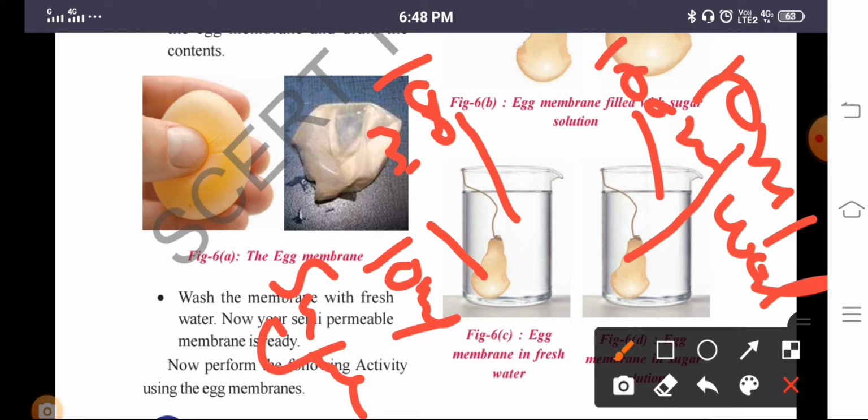So let us take C. In this, 100 ml of saturated sugar is there, but here 100 ml of water is there. So here high concentration is there, and here low concentration is there. So from the low concentration, water moves into this plasma membrane. Why? Because here low concentration is there, and in the plasma membrane high concentration is there.